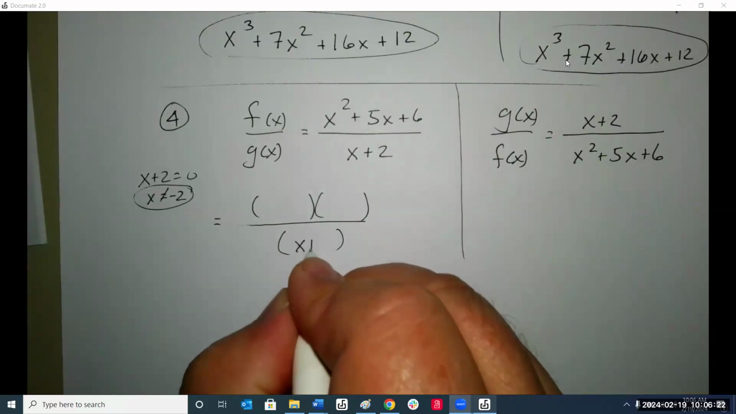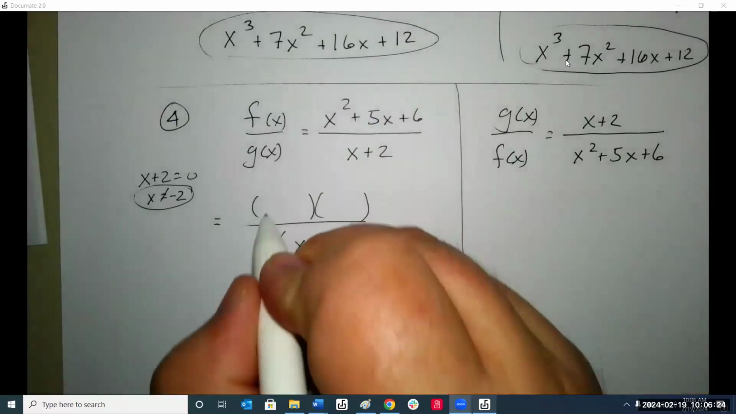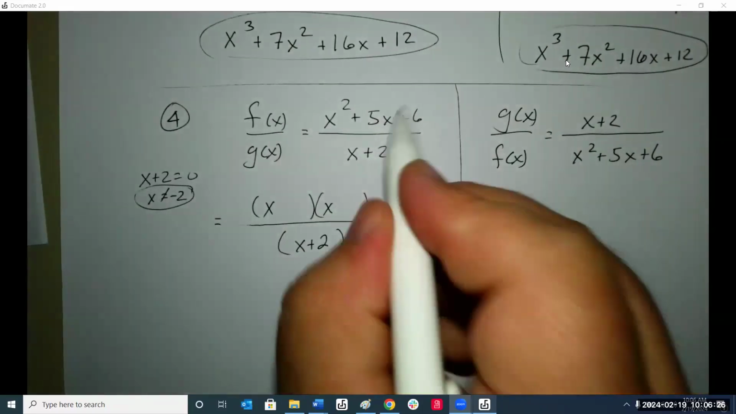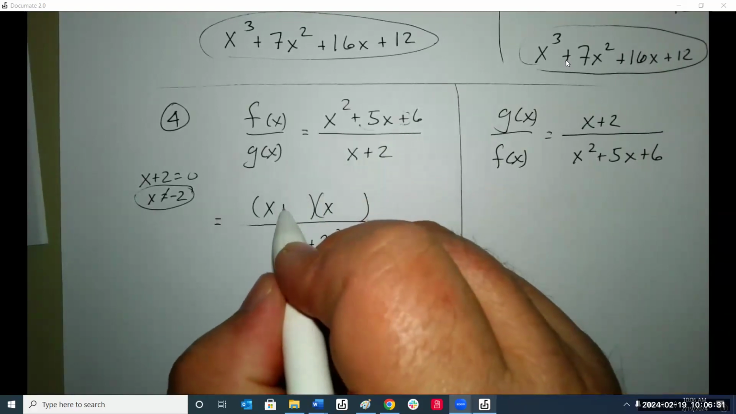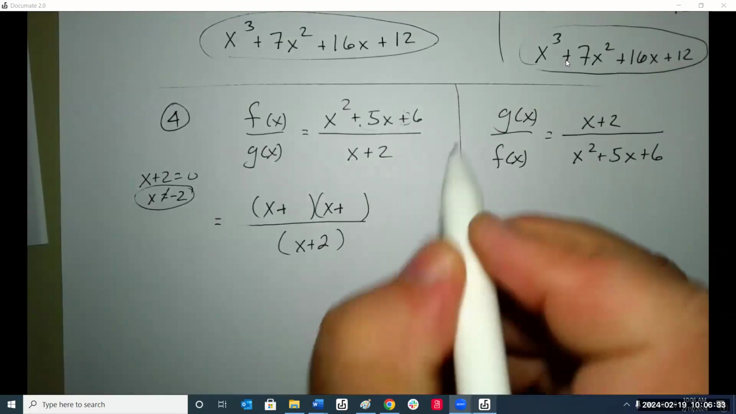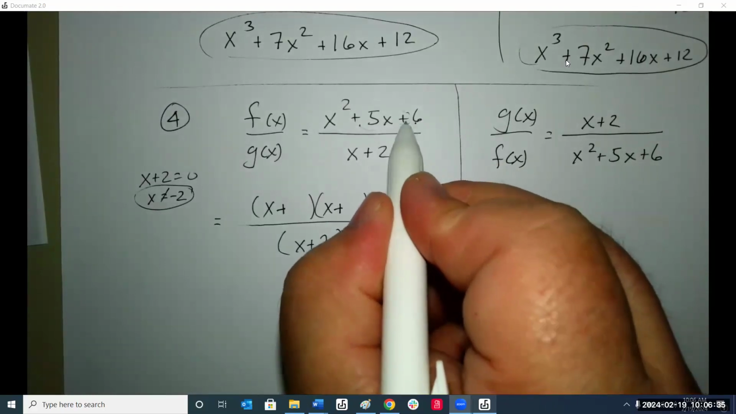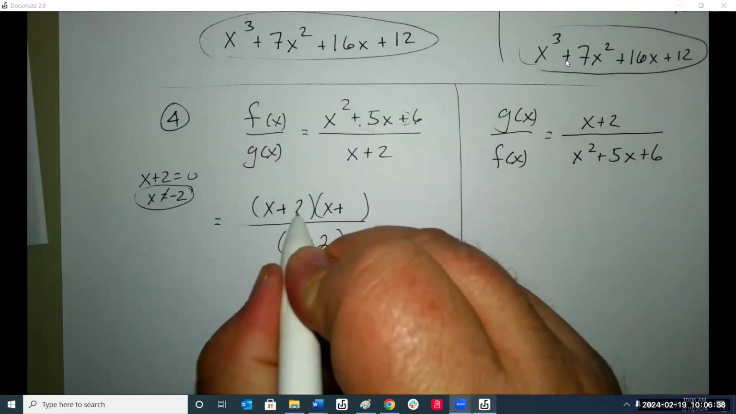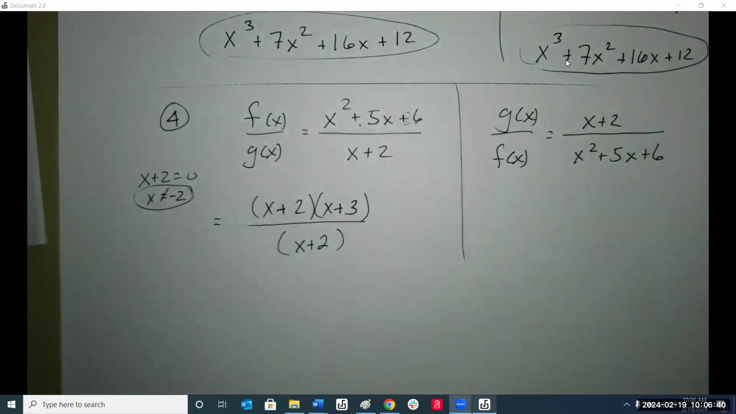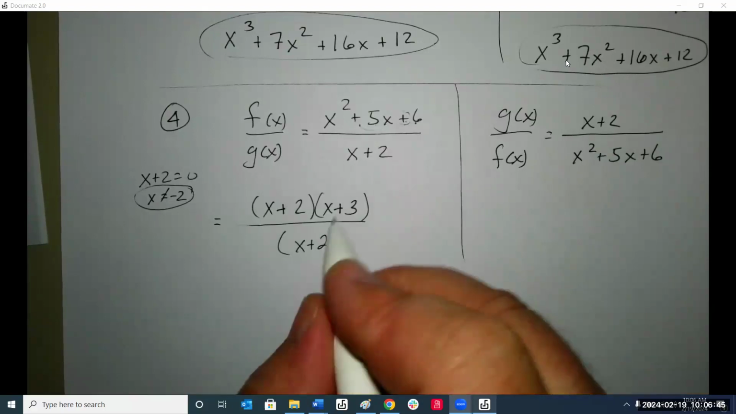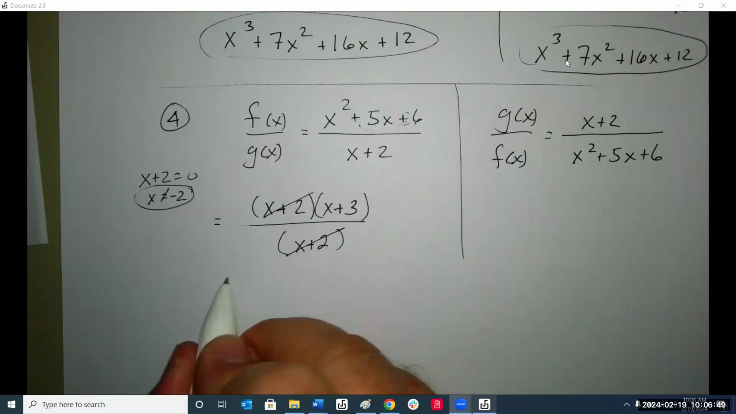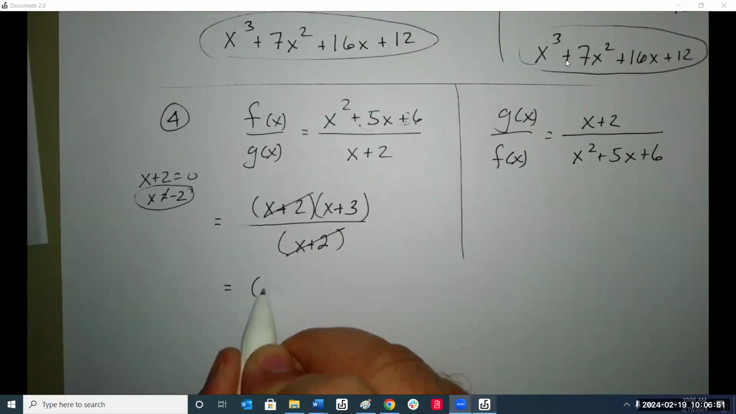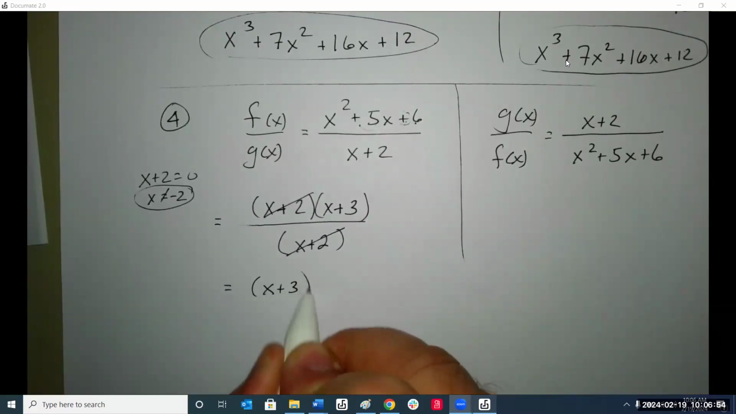So we have x plus 2 on the bottom. So here we have x and x. The second sign is positive, so they're both the same. They're both positive, the first sign. What times what is 6? When I add them, I get 5: 2 and 3. The x plus 2's cancel. So my graph will look like x plus 3.